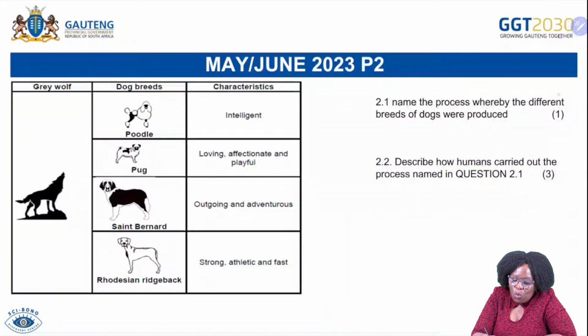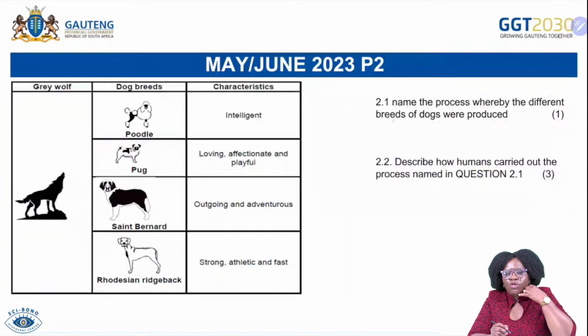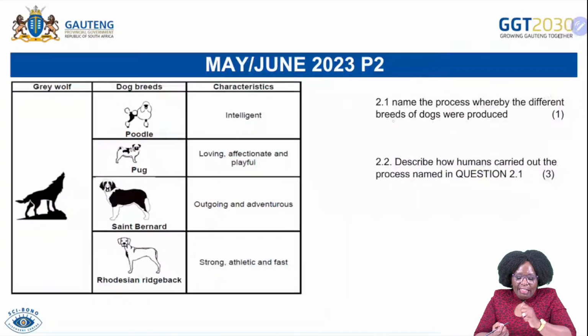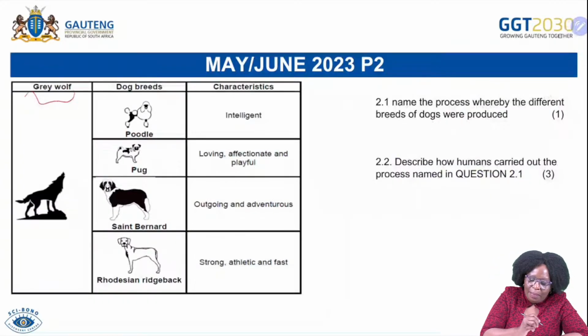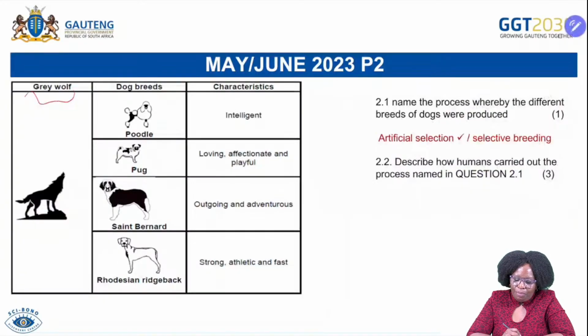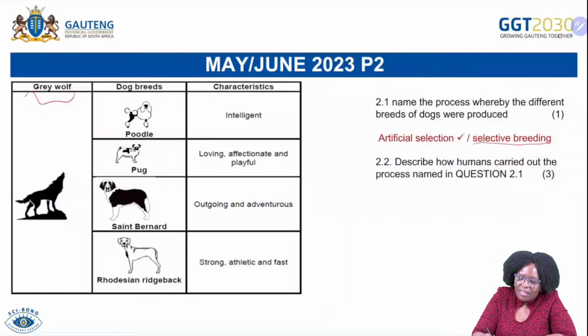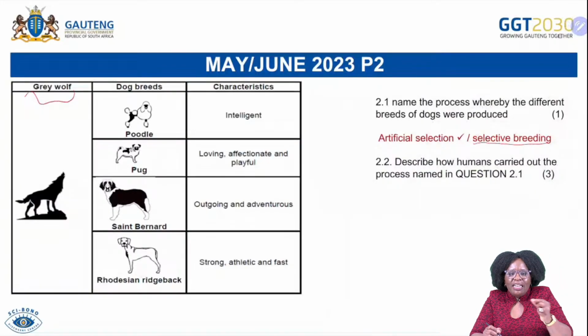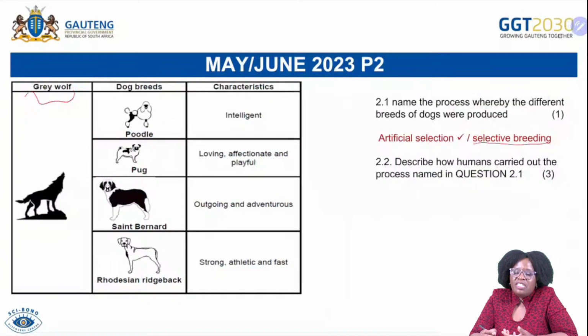Name the process whereby the different breeds of dogs were produced. So, even without you reasoning, you have been told earlier on that it was human manipulation that resulted in the breeds that we have today from the grey wolf. But now you tell us the name of the process. And what is that process? The process is called artificial selection or selective breeding. Yes, it's artificially selecting the specific desired genes in order to have the desired outcome. This is done by men.